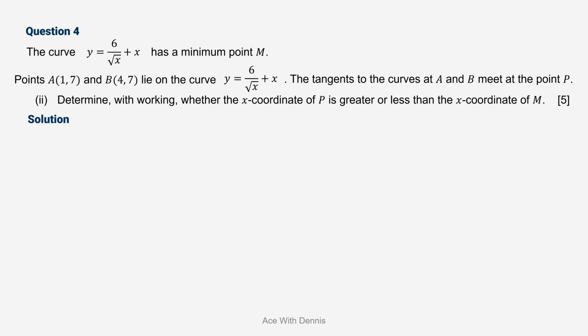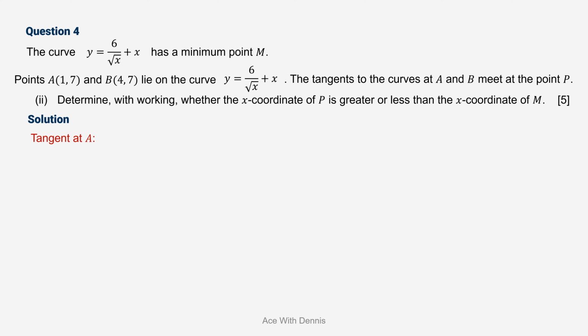Since point P is the intersection point of the tangents to the curve at A and B, therefore we need to find the equation of the tangent at A and the equation of the tangent at B. Then we solve the simultaneous equations to get the x-coordinate of point P.